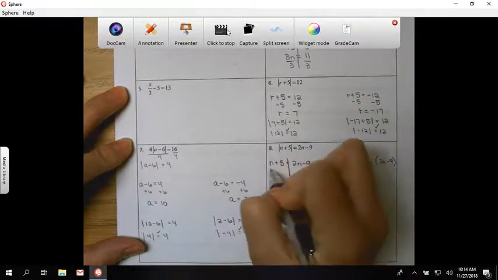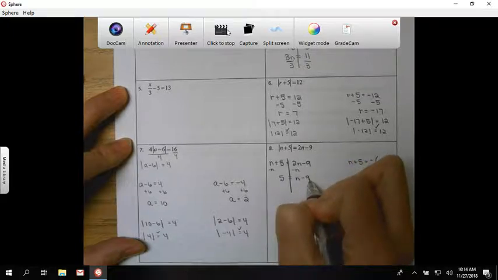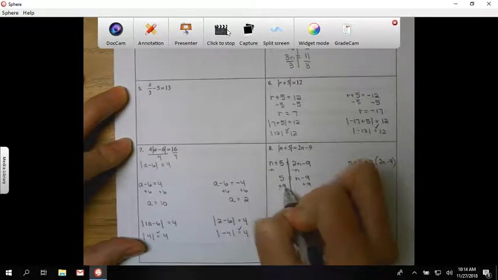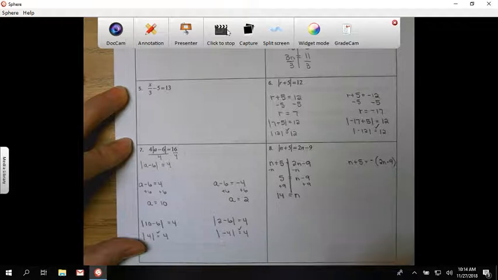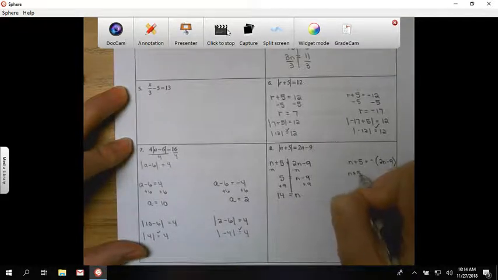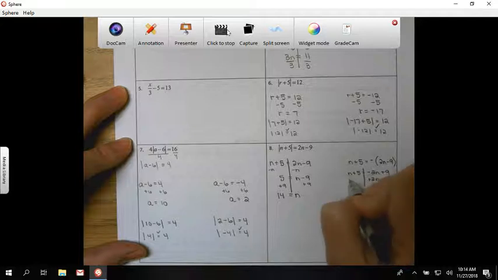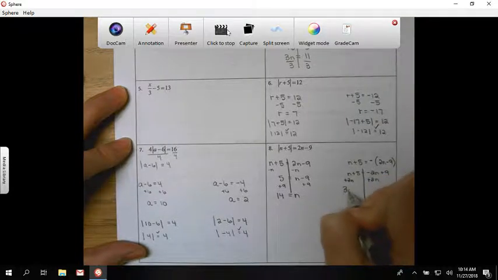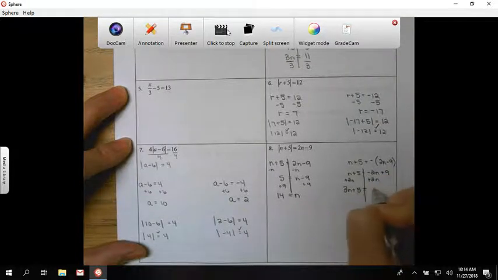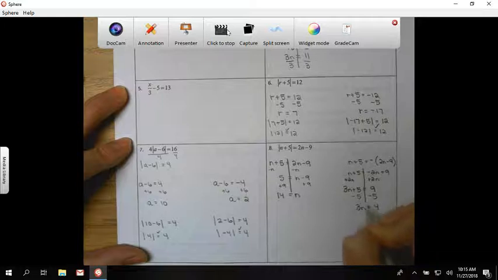So variable on both sides, I'm going to move towards the larger. I'm going to add my 9. Okay, so there's one of my solutions. Now over here, I need to distribute that negative through to both of those. So I have a negative 2n, and now I have a positive 9. Now I'm going to move the 2n because that's my smaller. And then I subtract my 5. And then divide by 3.